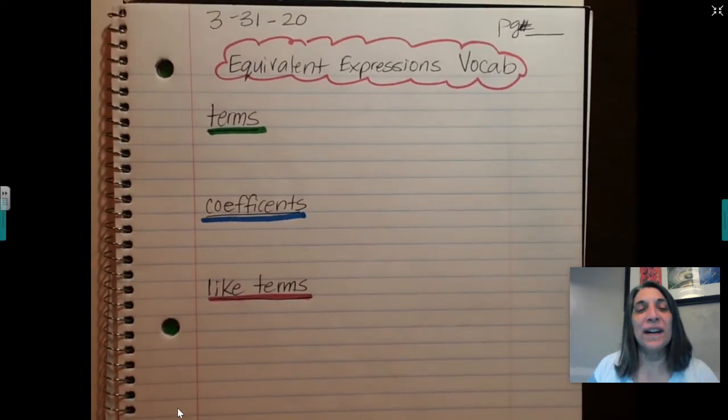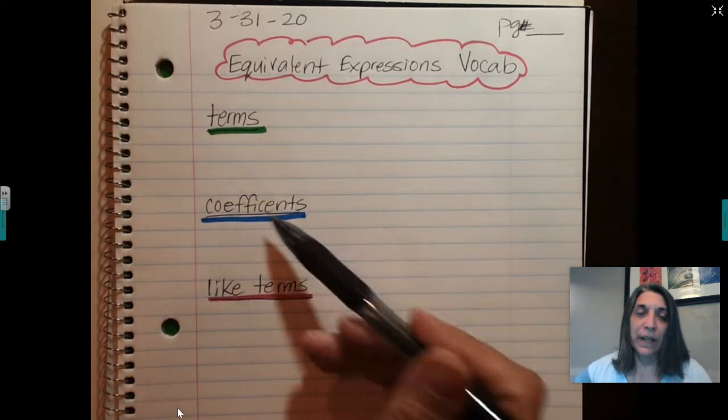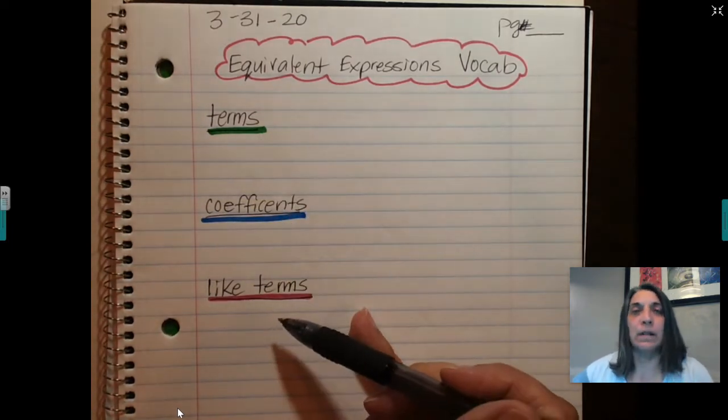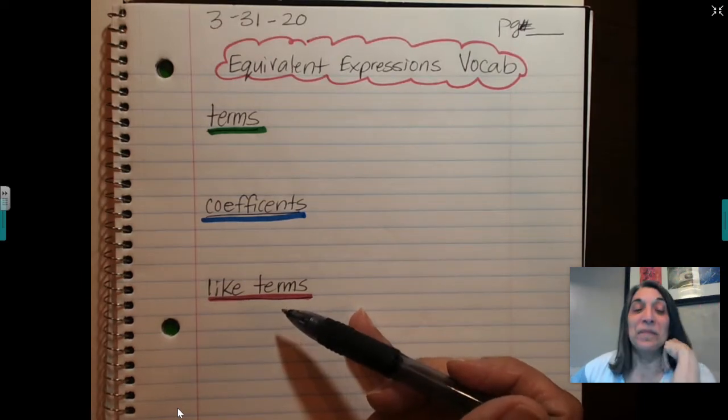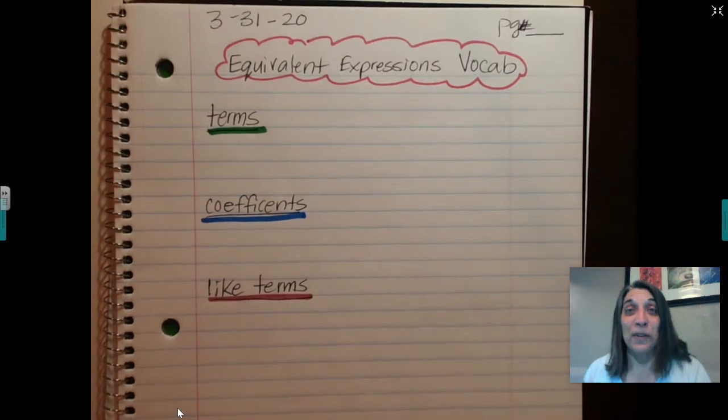Anyway, so you can choose whatever three colors you want. I just made terms green, coefficients blue, and like terms pink. You can choose whatever colors you want.